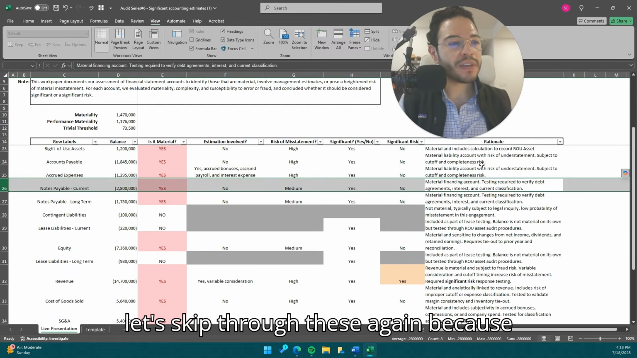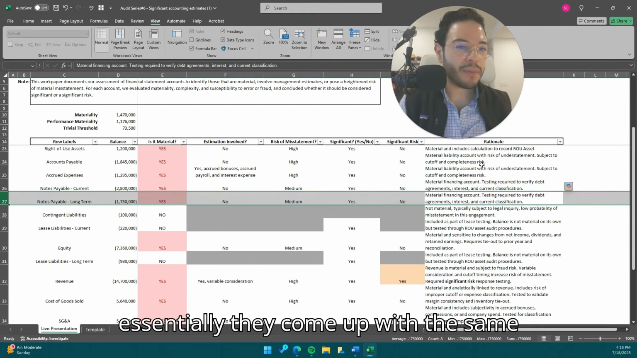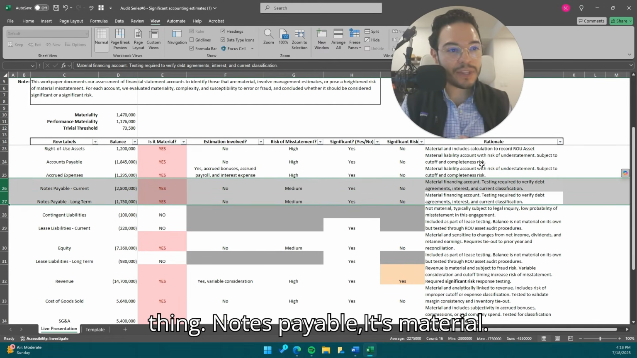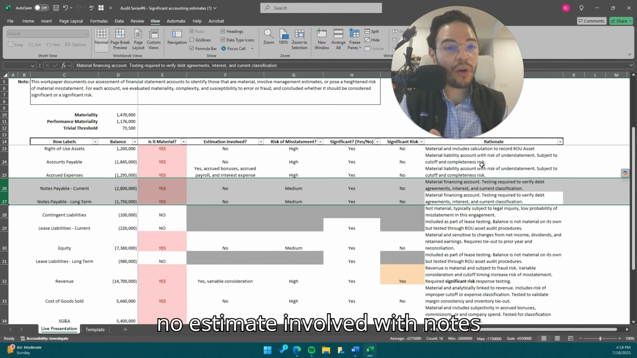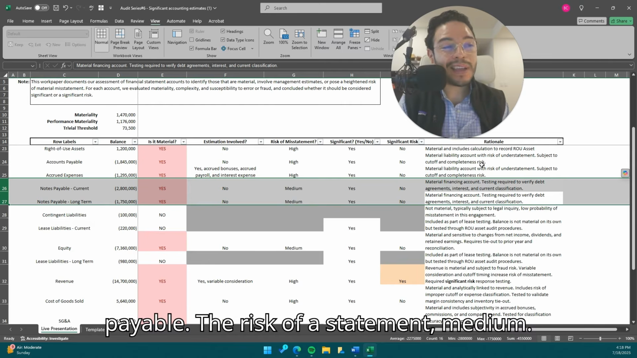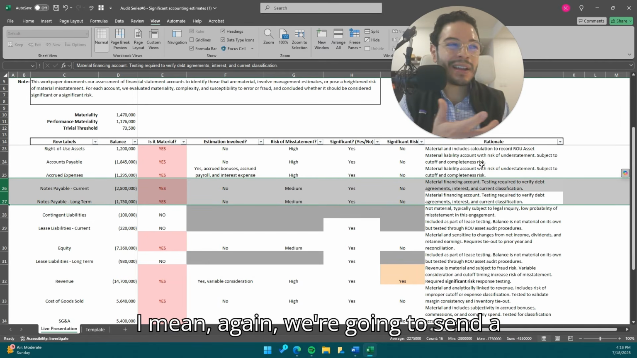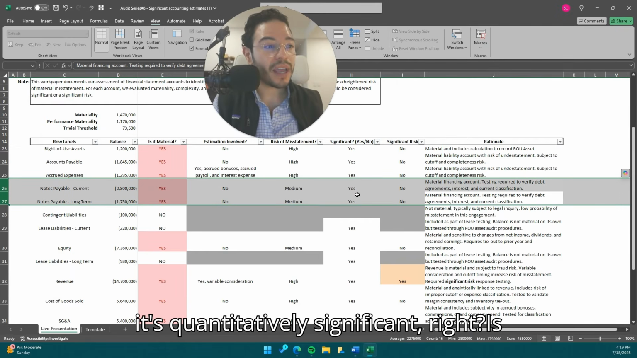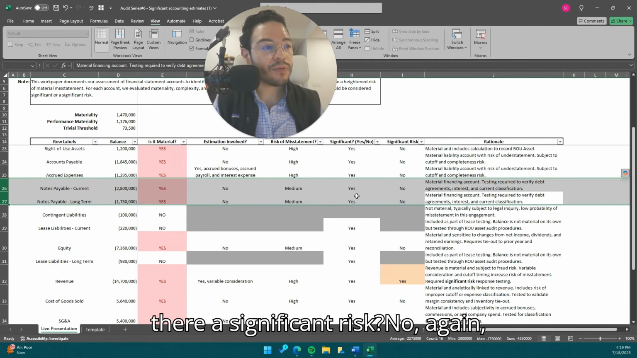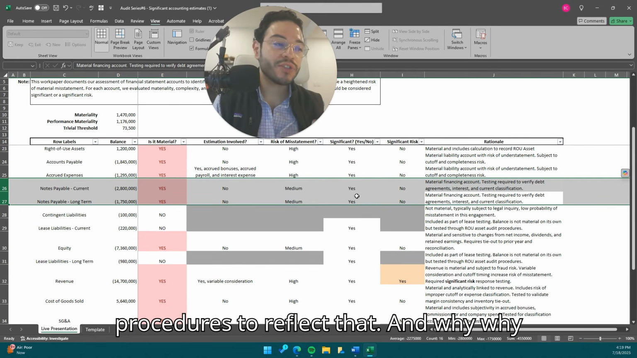Okay. So we'll skip through these again because essentially they come up with the same thing. Notes payable, it's material. There's no estimate involved with notes payable. The risk of misstatement, medium. I mean, again, we're going to send a confirmation. Nothing to worry about there. Is it significant? Yes, because it's quantitatively significant, right? Is there a significant risk? No. Again, significant risk means we need to expand our procedures to reflect that.